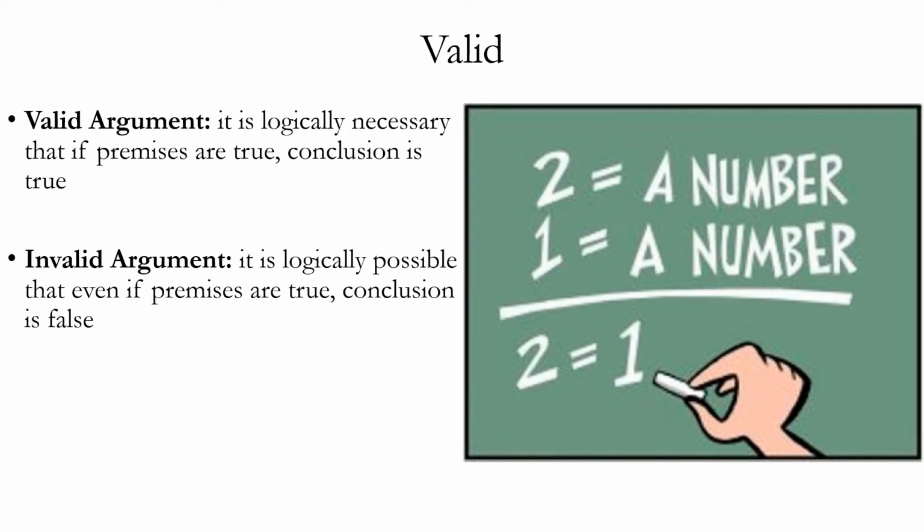It has the predicate of being a number. Whereas in the conclusion, 2 equals 1, the equal sign is being used to express identity, i.e. two things are actually the same. So the is of predication is different from the is of identity. And because of that change in meaning, that's what makes this argument invalid.